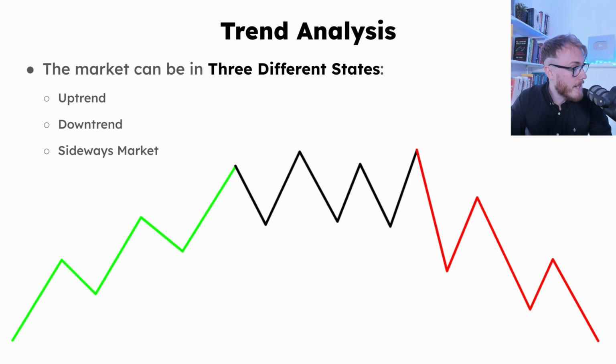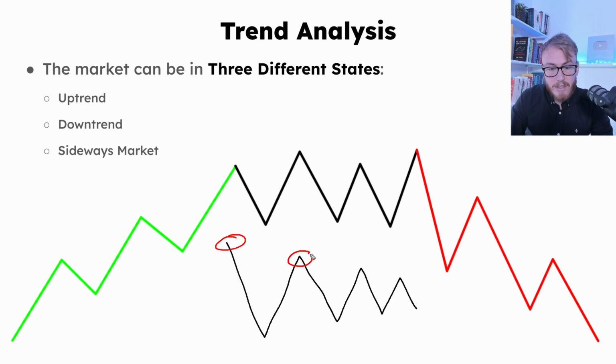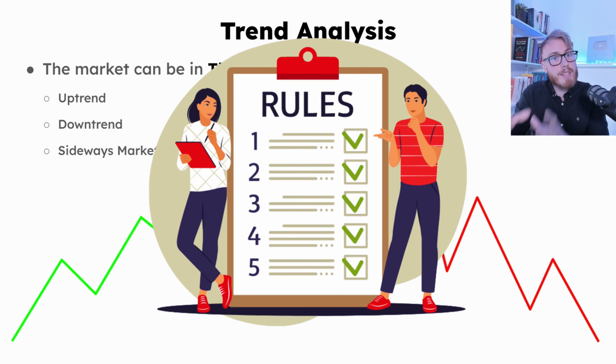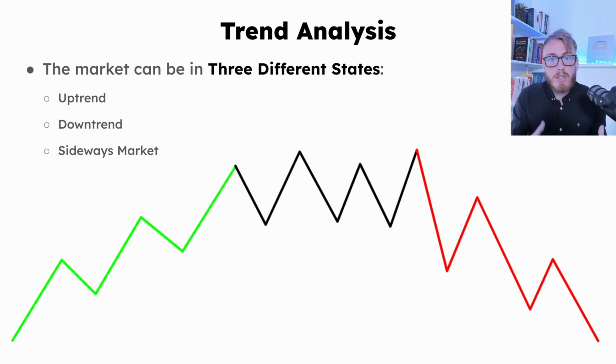We could also imagine a market that maybe looks the opposite. So a market that looks something like this, where we are printing consecutive lower highs and at the same time consecutive higher lows. This is also a type of sideways market. Alright, so now when we know about the very basics of trend analysis, we know about the different market states, now we are ready to dive deeper and take a look at some specific rules we can use to determine the direction of the market.